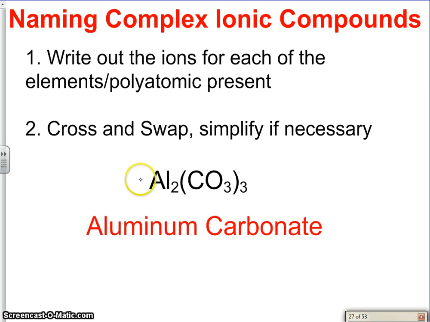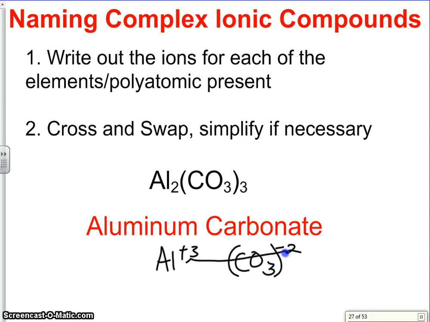Okay, next one, same thing if we're writing it out. Aluminum is Al plus 3. Carbonate, CO3, negative 2. Let's just go ahead and put our polyatomic ion in parentheses just to help us see it. So again, we cannot mess with what's inside the parentheses. We're just going to grab the charge and bring it down. So we get Al2(CO3)3.